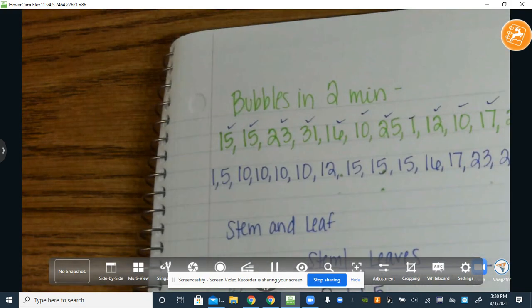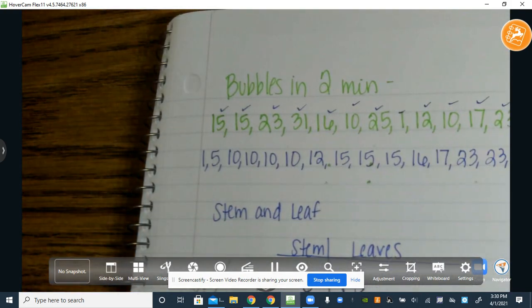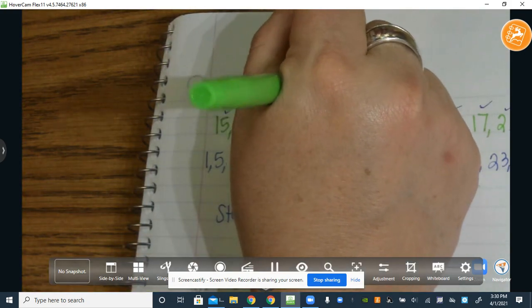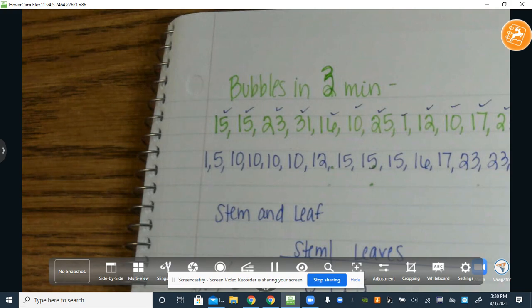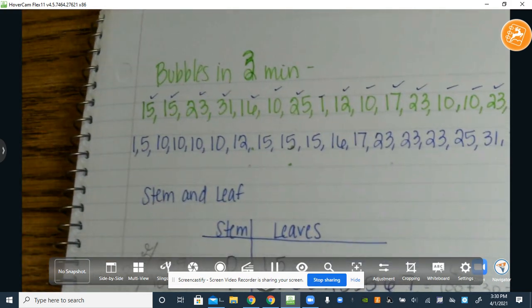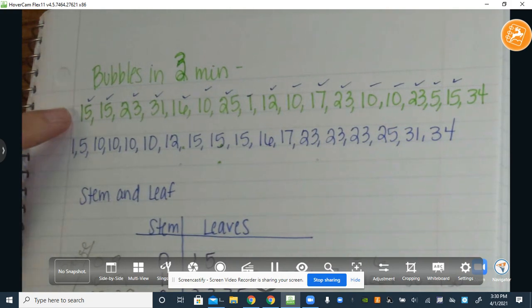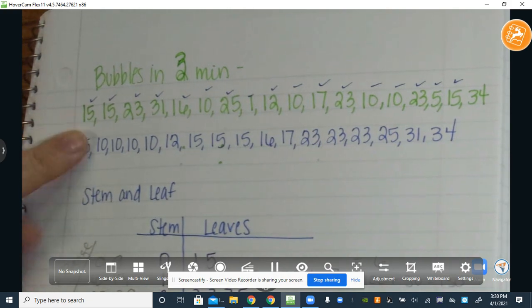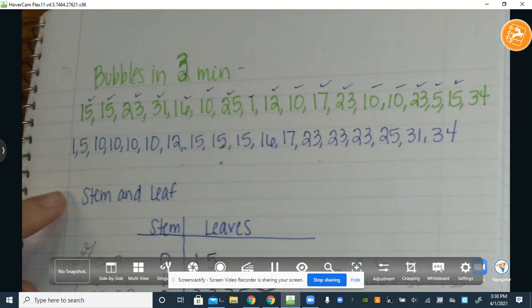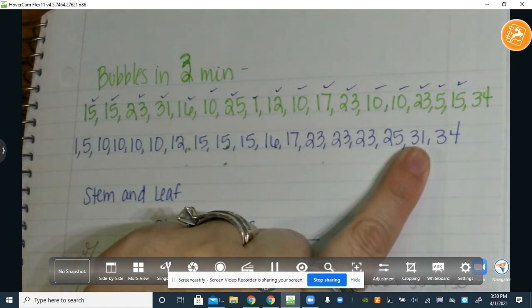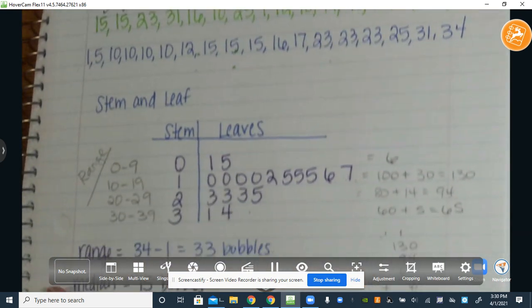Actually, we extended it. I first had it for 2 minutes, but I extended it and it was a 3-minute time. So they had to count how many times they blew a bubble within a 3-minute time period. So here's our data from our first hour. Then we took our data and we put it in numerical order from least to greatest, and then we created a stem and leaf.